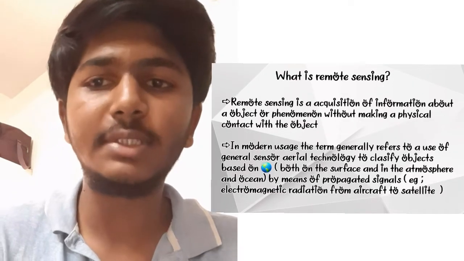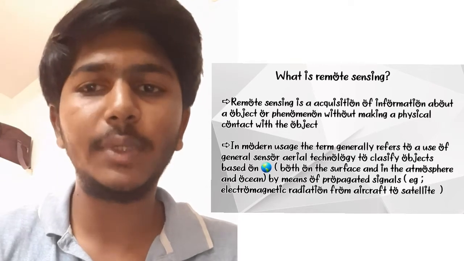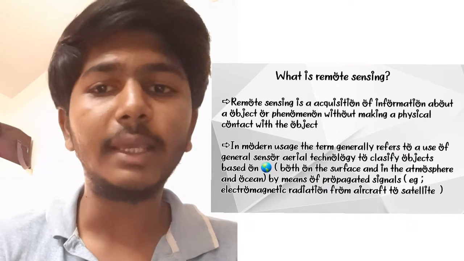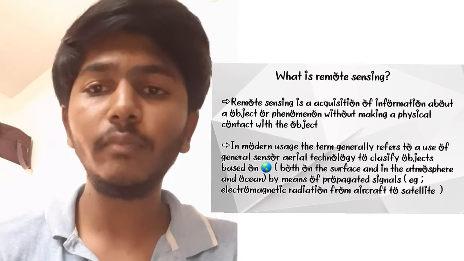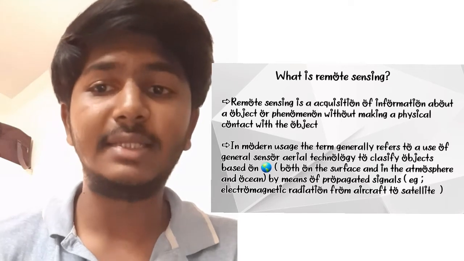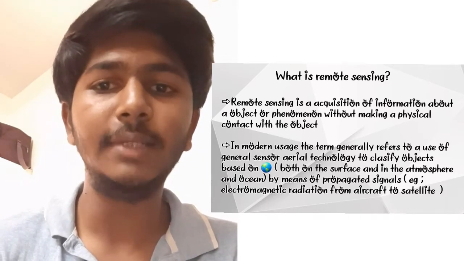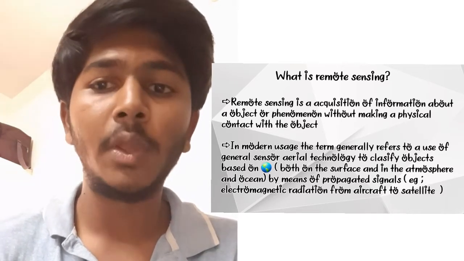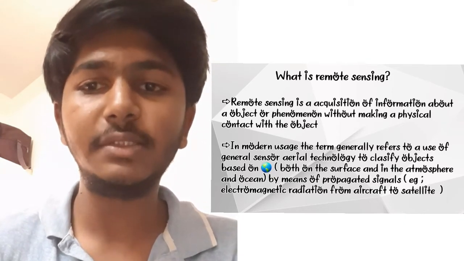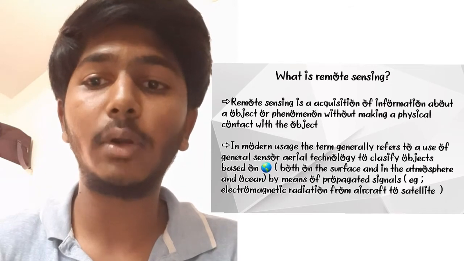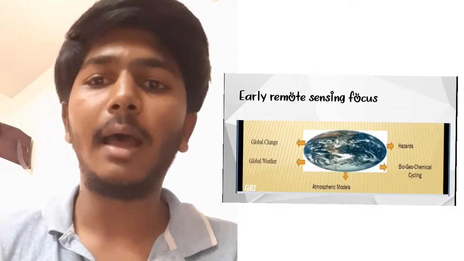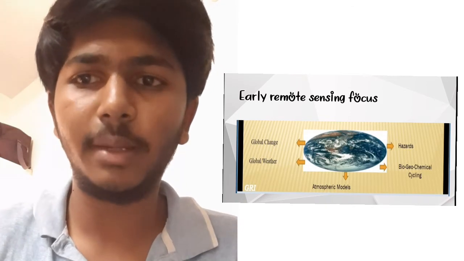First, what is remote sensing? Remote sensing is the acquisition of information about an object or phenomenon without making physical contact with the object. In modern usage, the term generally refers to the use of sensor and aerial technology to classify objects on the surface and in the atmosphere and ocean by means of propagated signals like electromagnetic radiation, from aircraft to satellite. Next, I have displayed images.